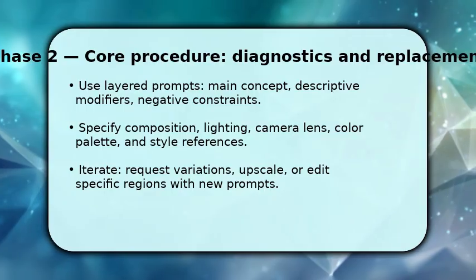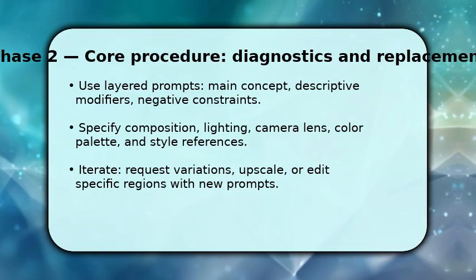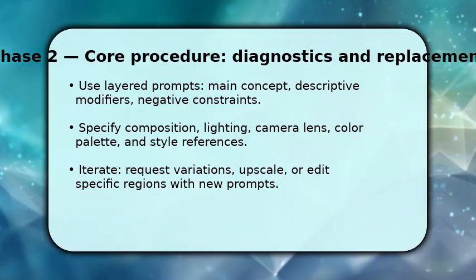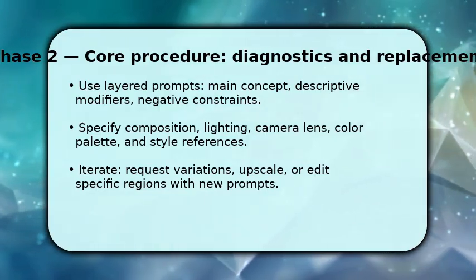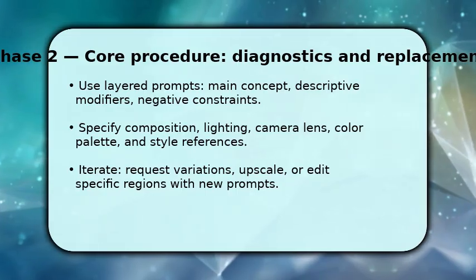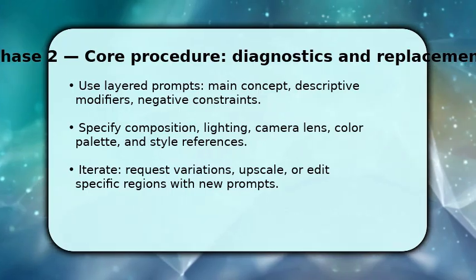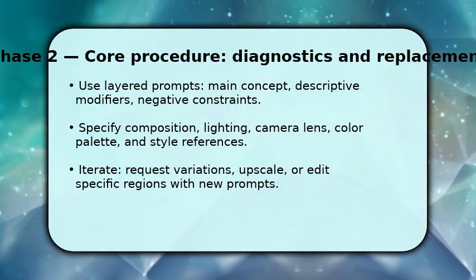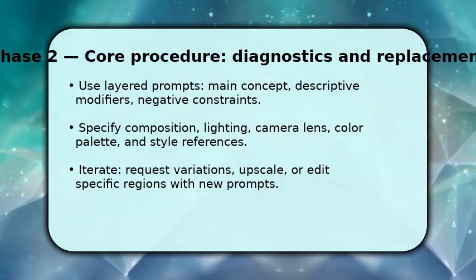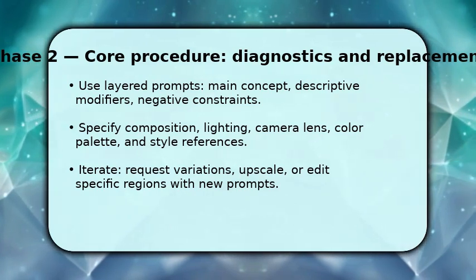Next, you build a layered prompt that guides generation. Start with the main concept, then add modifiers, lighting, camera lens, and color palette to shape the output. Explain composition, foreground, depth, and focal point. This reduces ambiguity. If you need changes, ask for variations or request targeted edits to a region. For example, brighten subject, reduce background clutter. Make sure to use negative constraints too, what to exclude, so results converge faster and you spend less time refining.